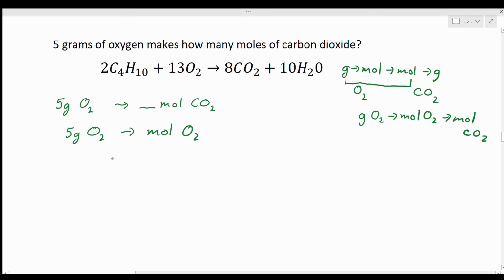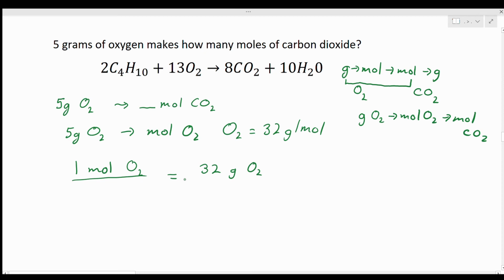And we know that when we convert between grams and moles, or moles to grams, we need to use the molar mass. So let's find the molar mass of oxygen gas. One oxygen is going to weigh 16 grams per mole, but we have 2, so we multiply this by 2, meaning that O2 has 32 grams per mole. Okay, so this means that 1 mole of oxygen is 32 grams of oxygen.